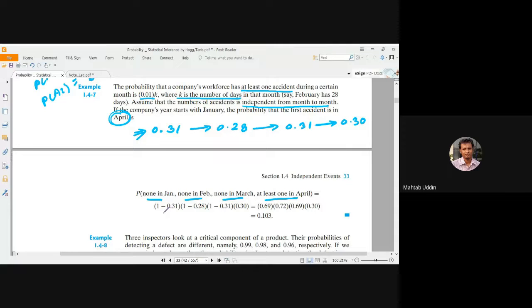So the probability of January is 0.31, and none means 1 minus its probability, right? Probability of accident is 0.31, so probability of no accident is 1 minus 0.31. Similarly February, similarly March, but in April an accident occurs, so there is no 1 minus, right? So there is a probability after the product. There is a probability of at least one accident in April.